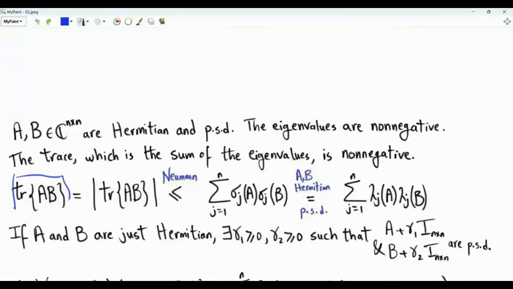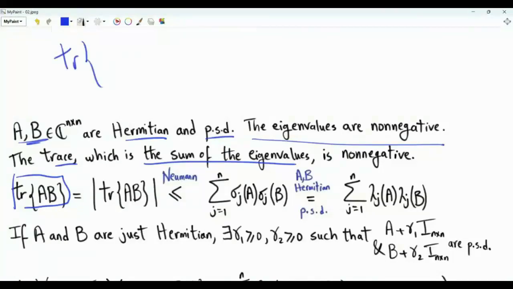We want now to establish bounds on the trace of AB. Our theorem is concerned with Hermitian matrices, but let's start by assuming that A and B are Hermitian and positive semi-definite. As we have seen, the eigenvalues are non-negative. The trace, which is the sum of the eigenvalues, is non-negative, and so the trace of AB is equal to the magnitude of trace AB. Now we apply the Neumann trace inequality.